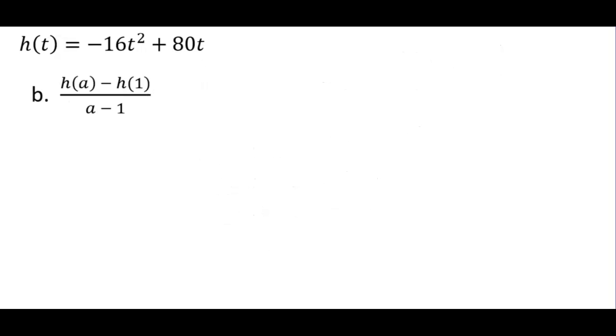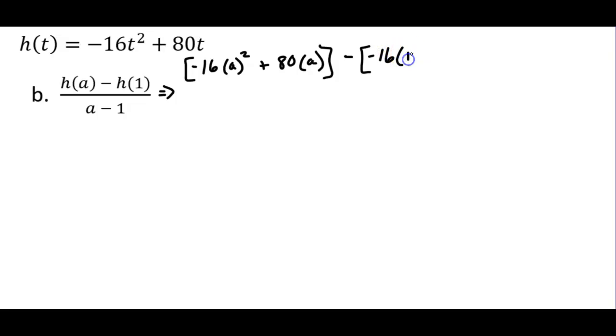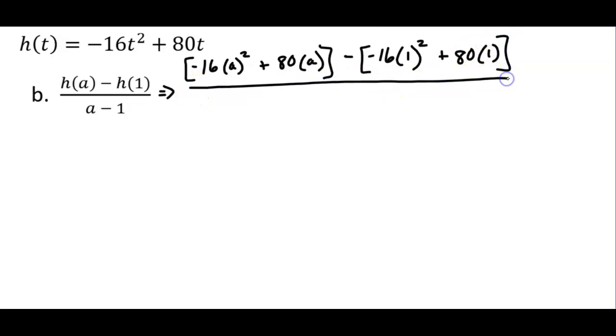Same function, but this time we're going to be evaluating at a, so a variable here, replacing t with a. So we're going to start it up kind of in the same setup here. So I'll go ahead and use the brackets, negative 16, and that's a squared, plus 80 times a. That's the first part. That's the h of a. Now we're going to subtract. You could copy over what you used on the last part, but it was negative 16, 1, because the 1's the same here. 1 squared plus 80 times 1. So you could just reuse what you did on that if you want.